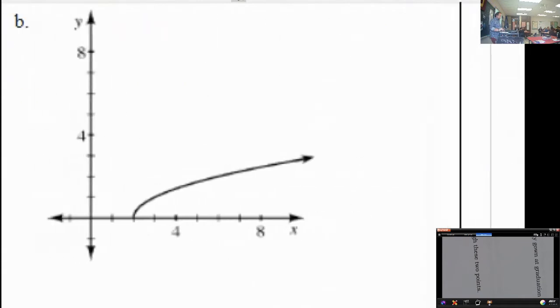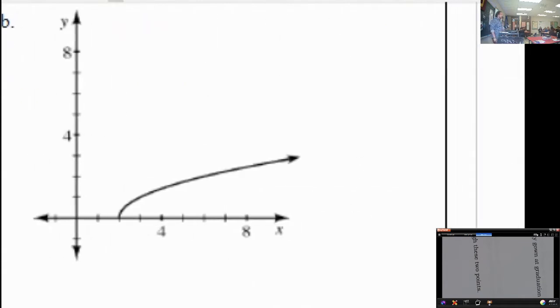Okay, what about this one? There is no y intercept as far as I know. I don't see one. But as far as x-intercepts go, there's totally one right there at x equals 2.